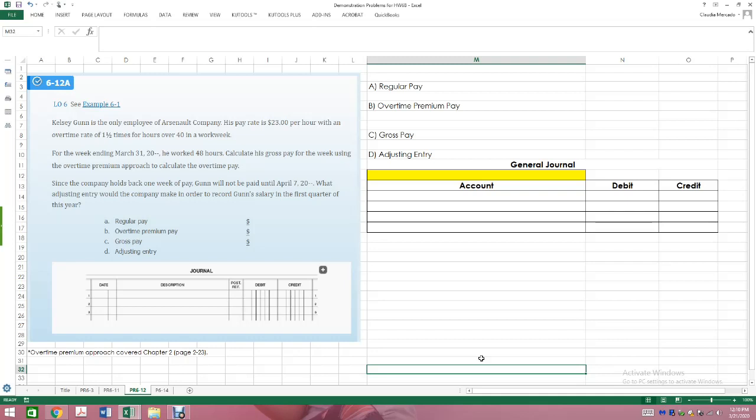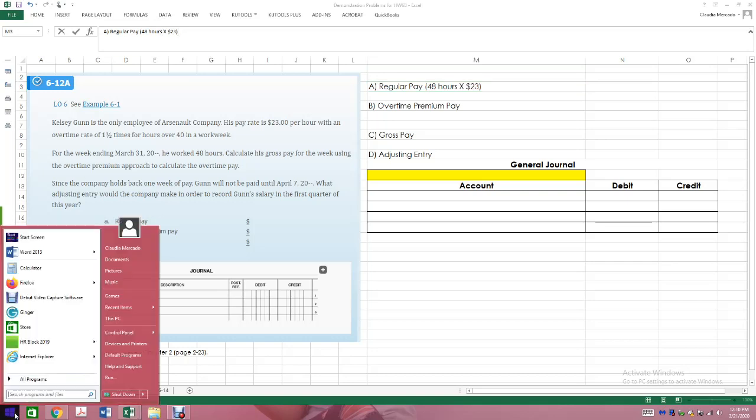Okay, so now I'm going to start. The first thing that we have to calculate is the regular pay. Since we are using the overtime premium approach, we get the total number of hours worked, which are 48 hours, and we multiply it by the rate of pay, which is $23. So when we use the overtime premium approach, we calculate it based on the entire number of hours worked, which are 48.